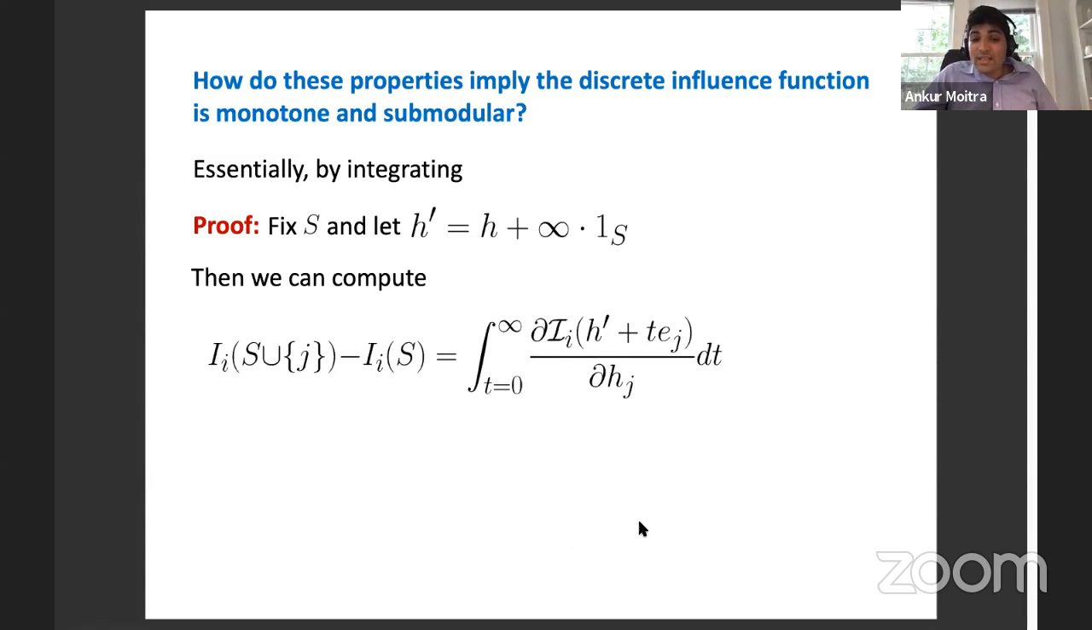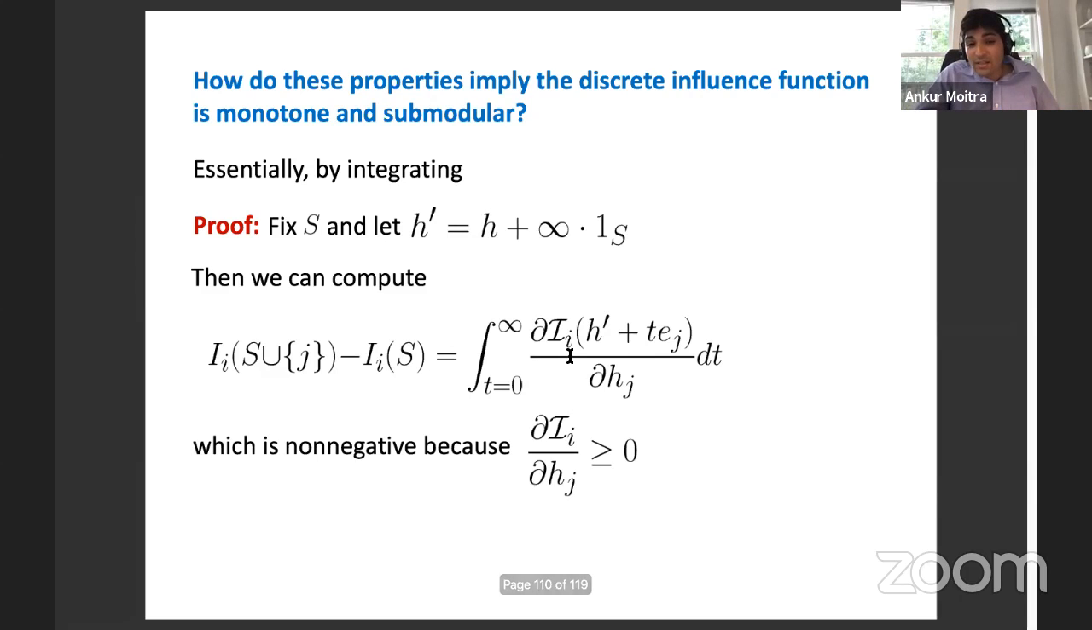What I can do is express this as an integral, because I take the partial derivative of the smooth influence function with respect to h_j, but I vary that from either plugging in, I add to this h prime external field something that's 0, or I vary it to +infinity. And that has the property that I'm changing from fixing all the spins in S to being +1 to fixing all the spins in S union j to +1. Now, the key property is that Griffiths' inequality tells us that the thing that's being integrated is non-negative. So hence the integral is non-negative, and that tells us that this discrete influence function is monotone.